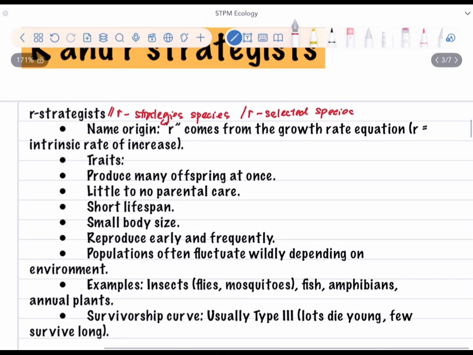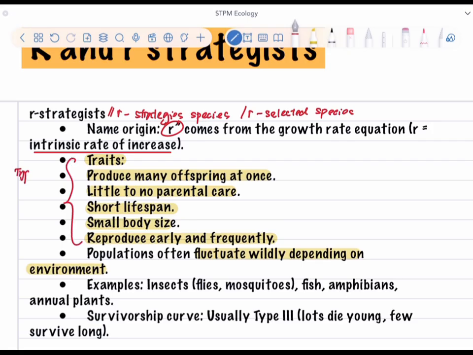The name's origin is because the R actually comes from the growth rate equation, meaning the intrinsic rate of increase. The organisms having this kind of trait can produce many offspring at once, with little to no parental care, short lifespan, small body size, and they reproduce early and frequently. Populations often fluctuate widely depending on the environment. Isn't it that these traits are more like the type 3 survivorship?